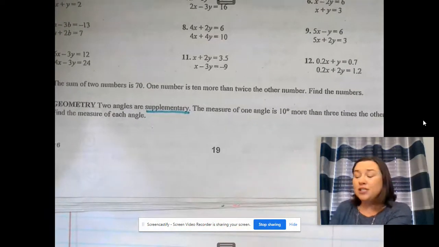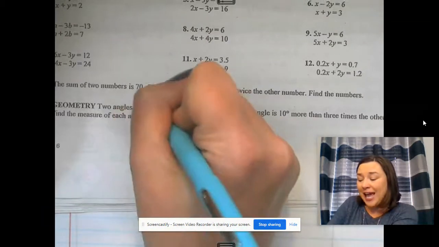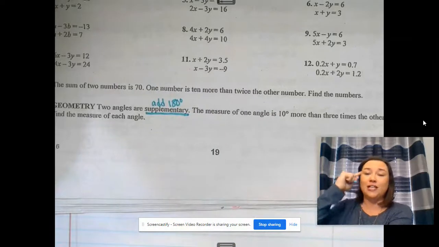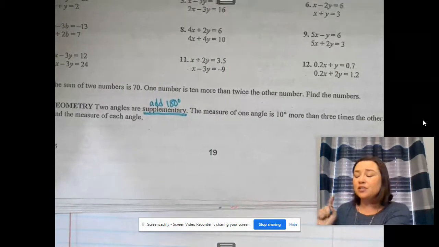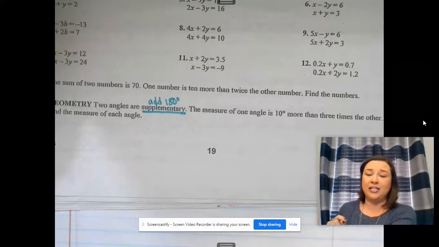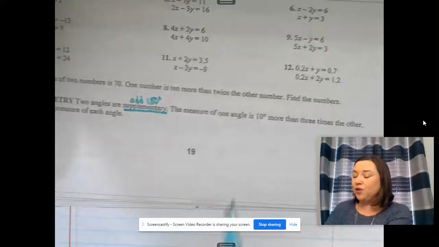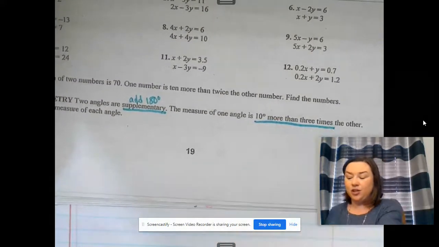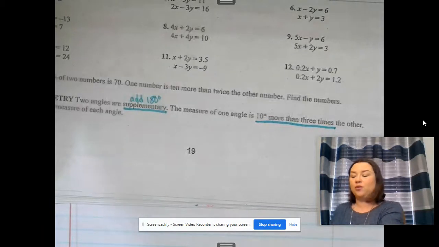Well, you need to know that supplementary means they add to be 180 degrees. And if you've forgotten that, you need to file it away somewhere in your brain. So supplementary means they add to be 180 degrees. The measure of one angle is 10 more than 3 times the other. Find the measure of each angle.